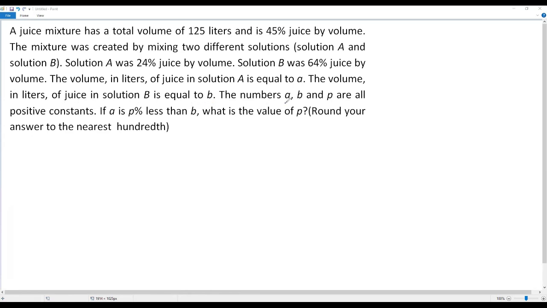The numbers A, B and P are all positive constants. If A is P percent less than B, what is the value of P? Round your answer to the nearest hundredth.